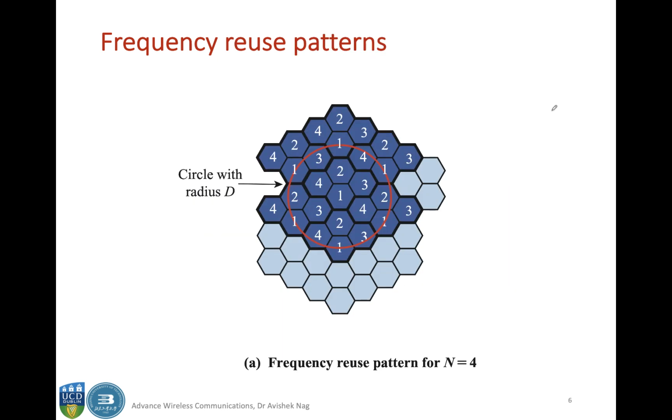So in general we can have n equal to 4, okay, so you can have a pattern like this, and then you can number the cells as 1, 2, 3, 4, so you can have n equal to 4, and then this pattern is repeated, okay.